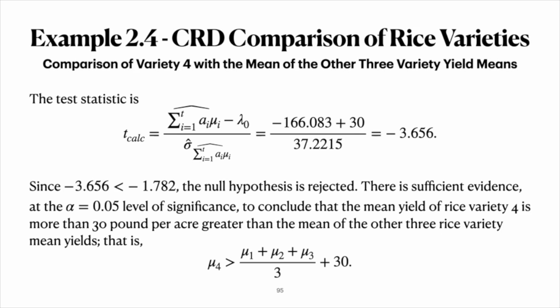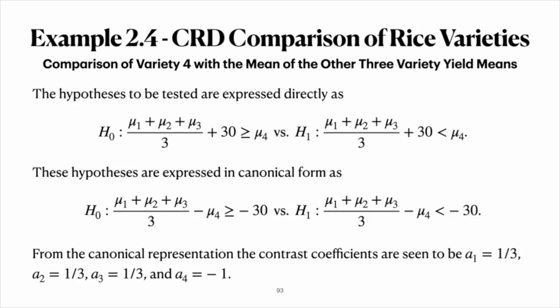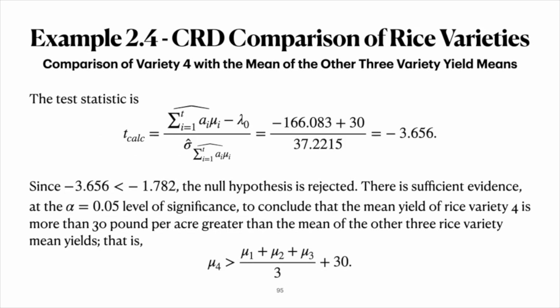Okay, so then the test statistic, t-calc, is equal to the difference between the estimate of the linear combination minus lambda sub 0, where lambda sub 0 is the hypothesized value in the canonical form. If we go back up here, we see that that value is negative 30. And so we subtract negative 30, the negatives become a positive, and so we have the point estimate, negative 166.083 plus 30.